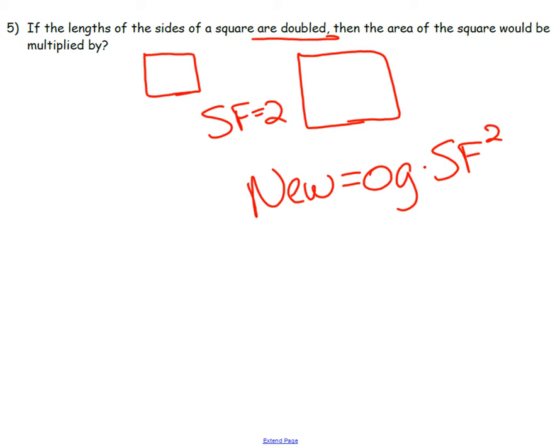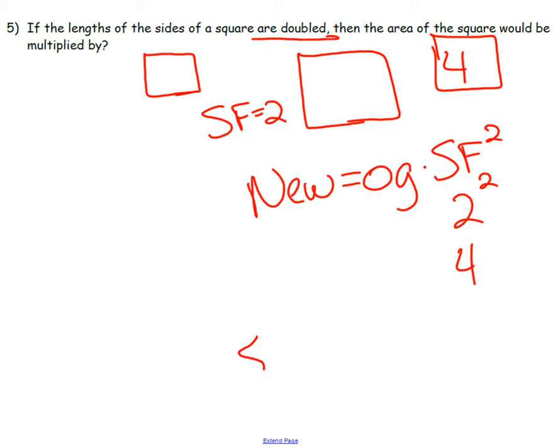Cody, if our scale factor is 2, what is 2 squared? 4. So how is our area going to change? Times 4. Yes, that's what I said. So the area changes by a factor of 4. That's what Joey said, and you were just like, no. That's because you said it was because of the number of sides. The scale factor squared is 4.